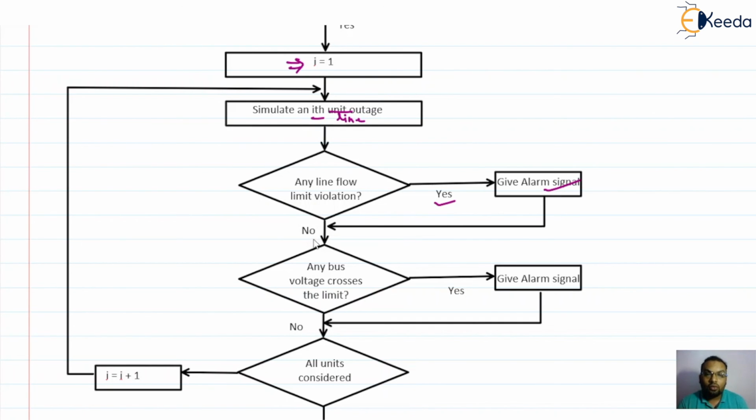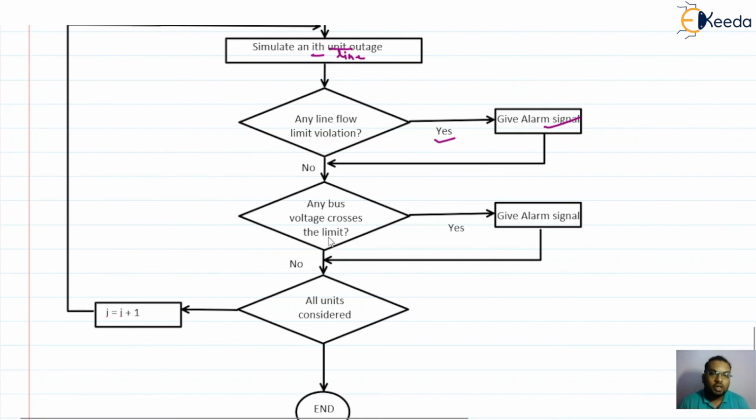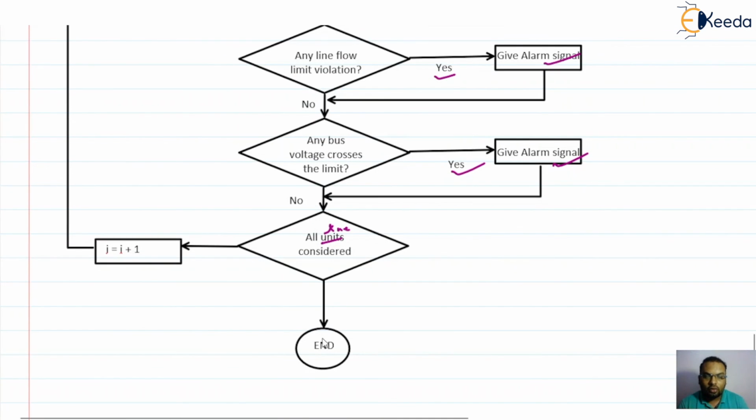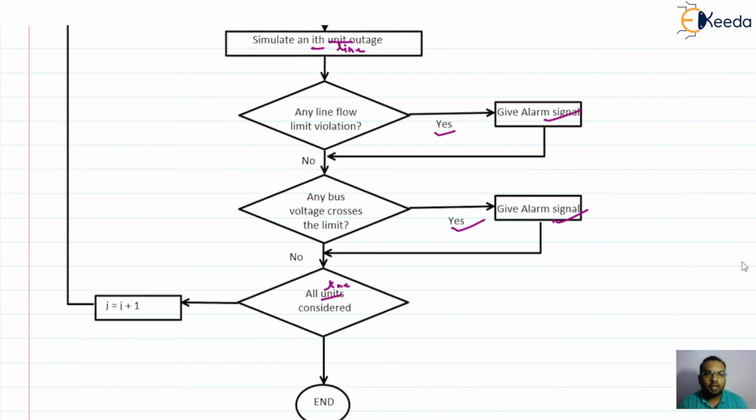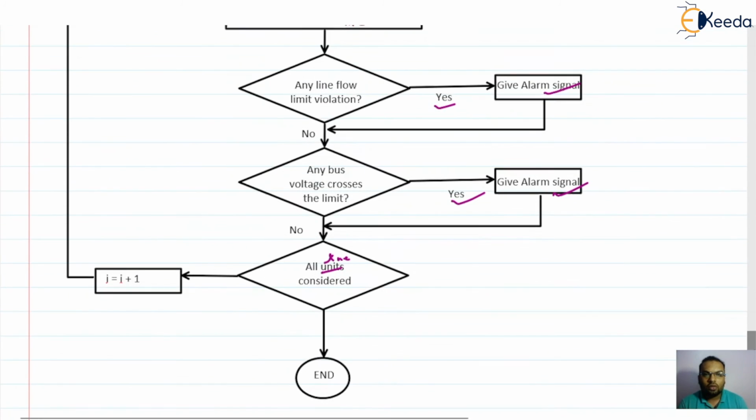If no, now check the voltage at all the buses. If the violation is there, if yes, give the alarm. If no, go for considering the next line. Just see whether all the lines are considered here. If all the lines are considered, then we can end the program. If not, repeat the same thing for the next line. This way we can cover all the lines in the power system. So this way the contingency analysis process is carried out in the case of the power system. Thank you very much.